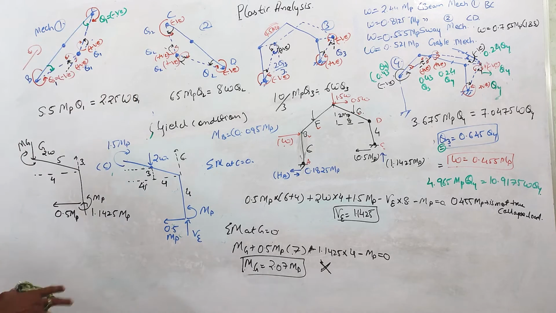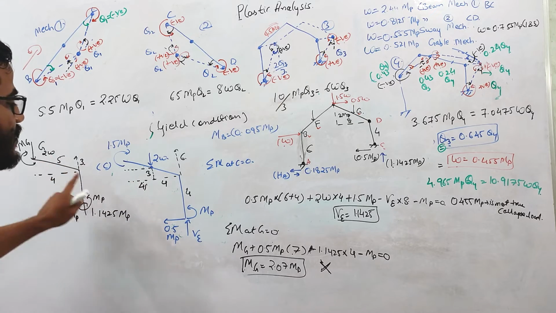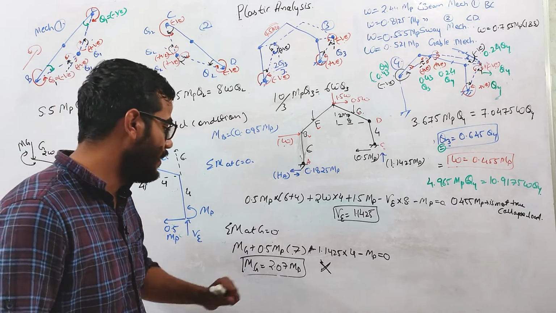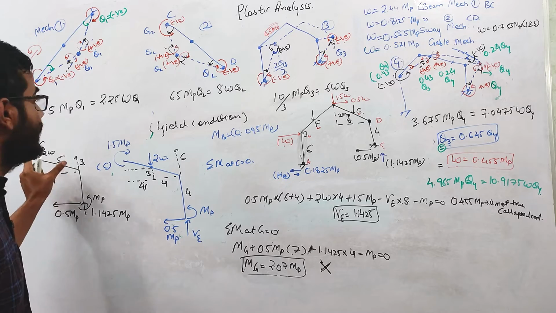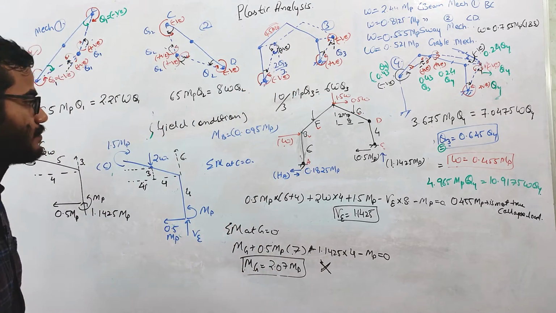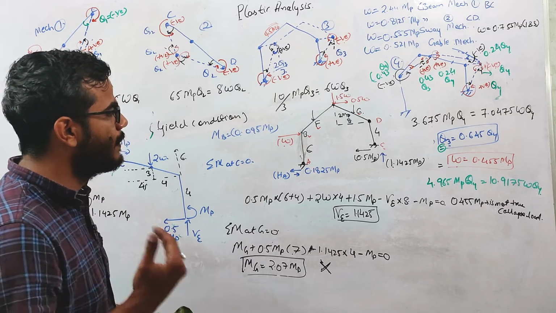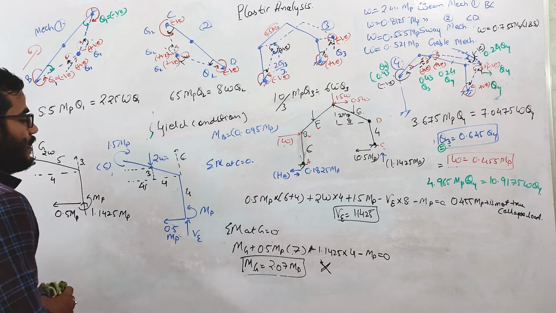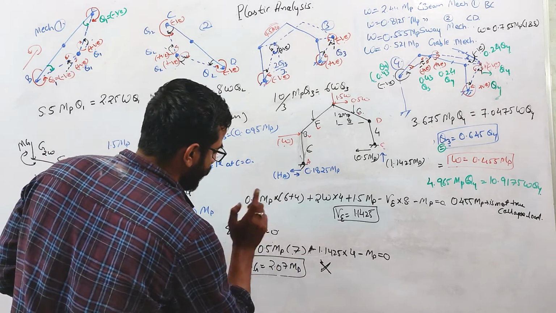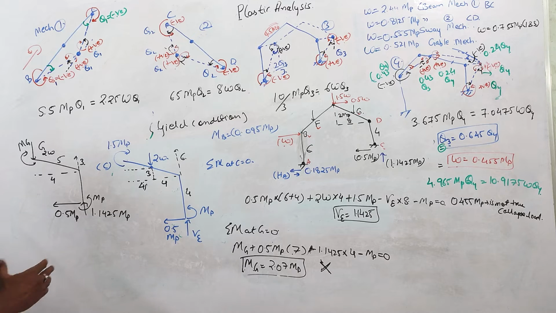So basically here what we calculated, we checked the moment at G, which is coming out to be 2.07 MP. But the plastic moment capacity of this CD member is basically 2 MP. So it cannot exceed 2 MP. Okay. So for the true collapse load, your yield condition, mechanism condition, and equilibrium condition should be satisfied, right? Here you can see that the yield condition is not satisfied, so that's why this is not the true collapse load.